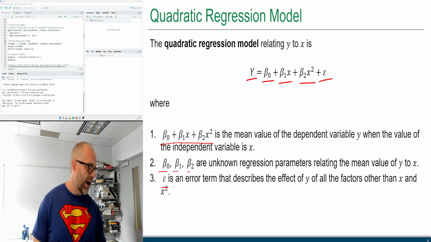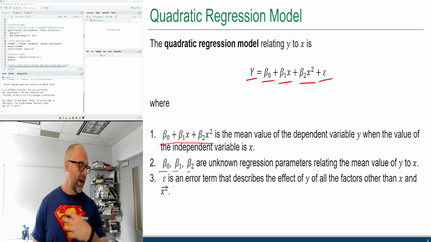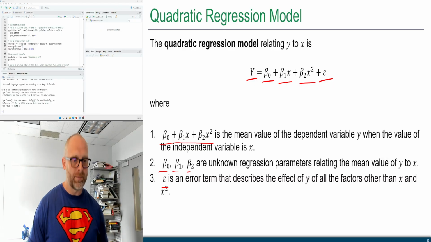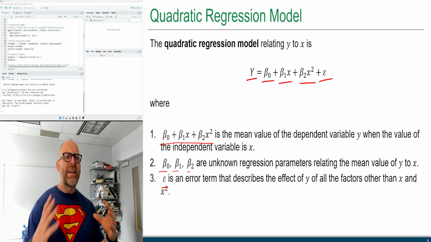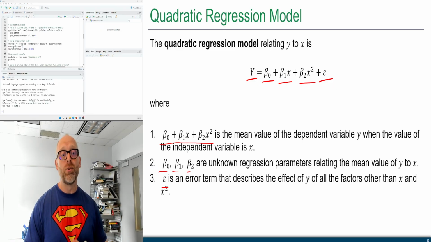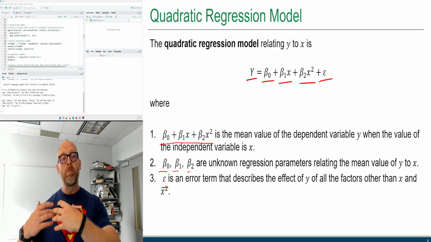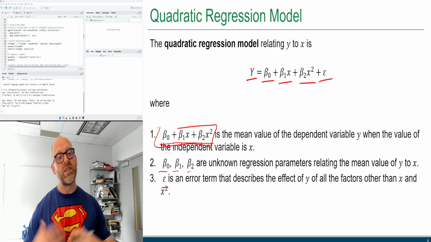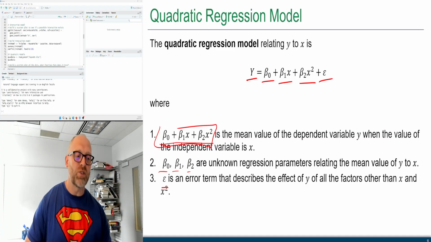Epsilon, of course, is our error term that describes the effect on y of all the factors other than x and x squared. So what we get from x and x squared, that epsilon is the difference that gets us to y. So again, based upon this, we get the average output, and to get to the true value, that difference is our error, that's our epsilon.